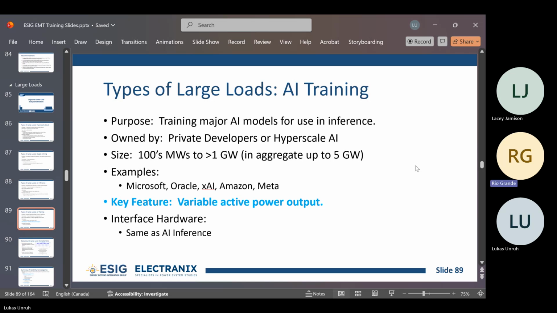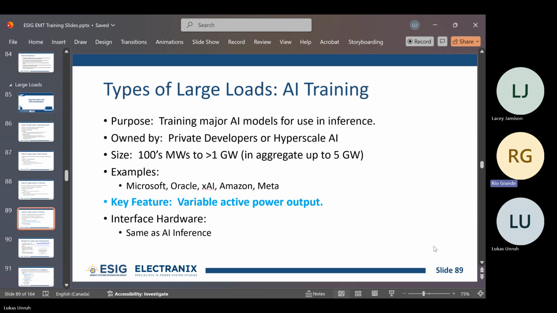AI training is the last one here, and I guess the one that's created the most buzz in the industry in the last while. These are training major AI models for future use in inference. These are generally owned by private developers or hyperscalers directly. So you can have various groups owning these facilities.